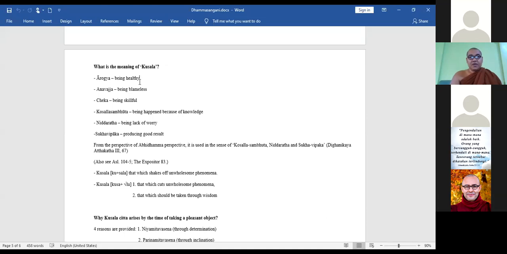And then another one is Niddarata, being lack of worry. If there is a kusala citta, there will be no worry. Rather, we will be happy, and also our mind will be associated with kusala citta, wisdom. So that's why there will be no worry. Why? Because kusala citta takes place in our mind.